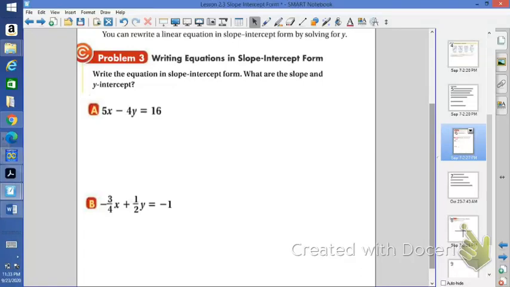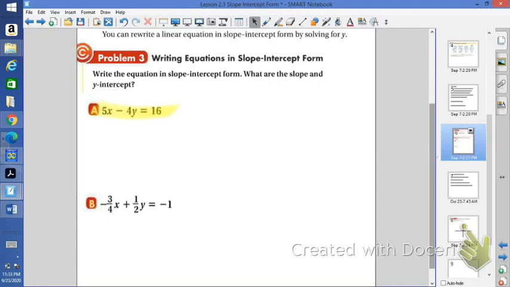This is lesson 2.3, day 2, and what we're going to be doing here is focusing on writing equations in slope-intercept form and also graphing linear equations. All right. You can rewrite a linear equation in slope-intercept form by solving for y. So if you notice here in this equation, it's not in slope-intercept form.